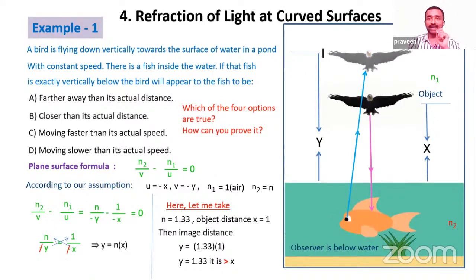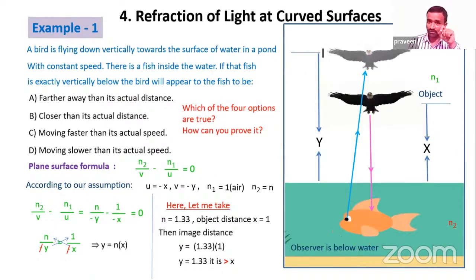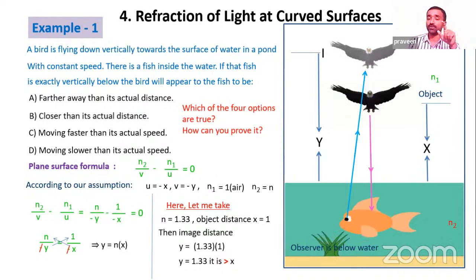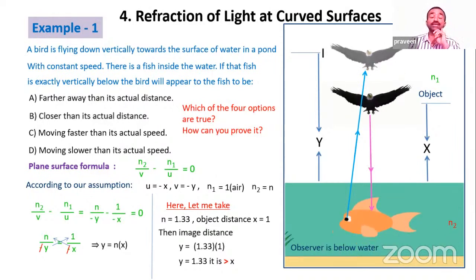So this is the solution for the given problem. Y is greater than x. So the image will be formed farther than its actual distance. That means the fish observes the bird, or the bird will appear to the fish farther than its actual distance.